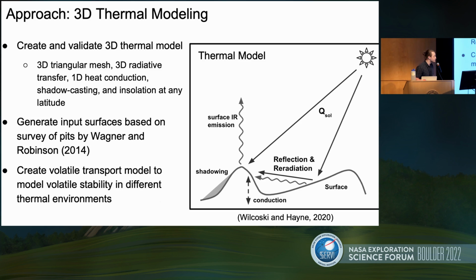Our approach to answering those questions was a modeling one. We created and validated this 3D thermal model. The model takes as an input a 3D triangular mesh of an arbitrary shape, and then it calculates 3D radiative transfer, 1D heat conduction, shadow casting, and insolation at any latitude. So we can create a surface, put it wherever we want on the moon, and see how hot it is.